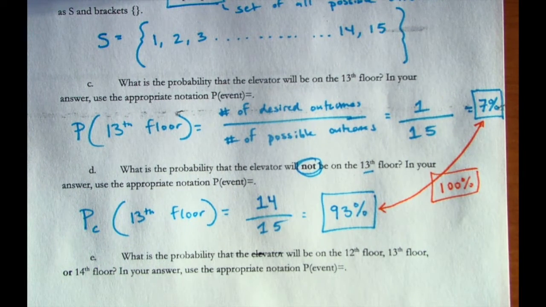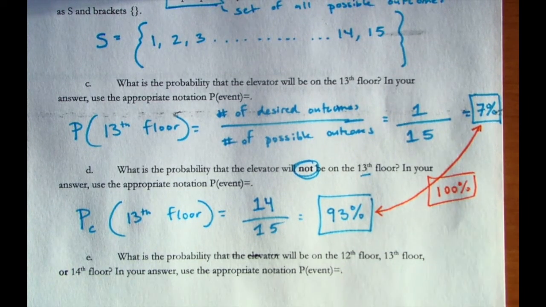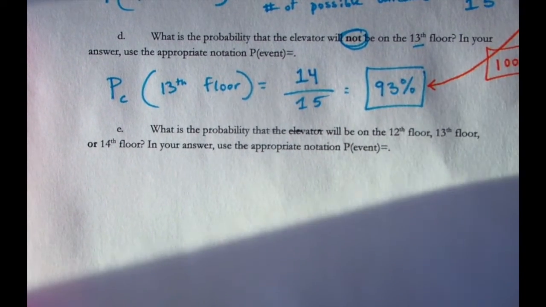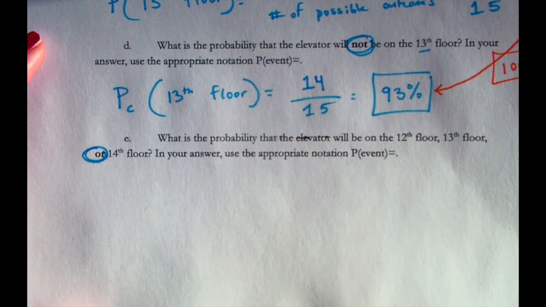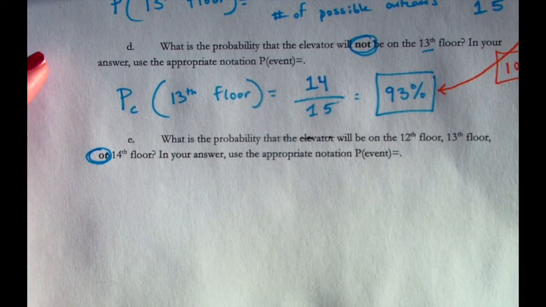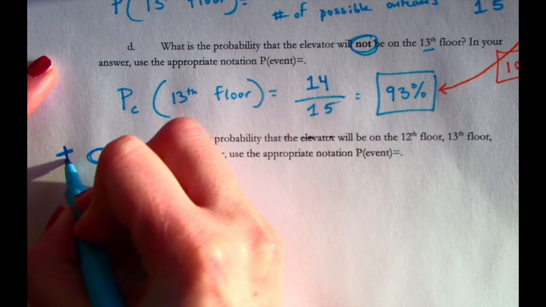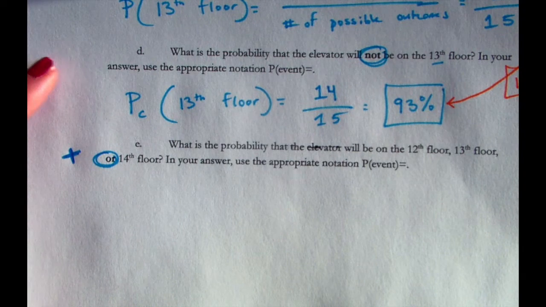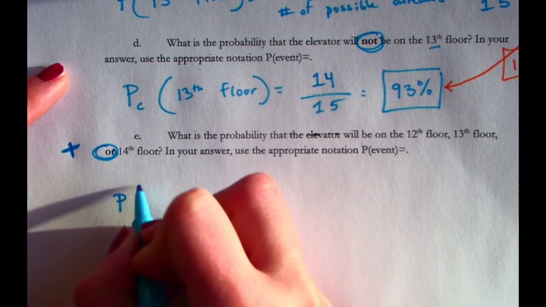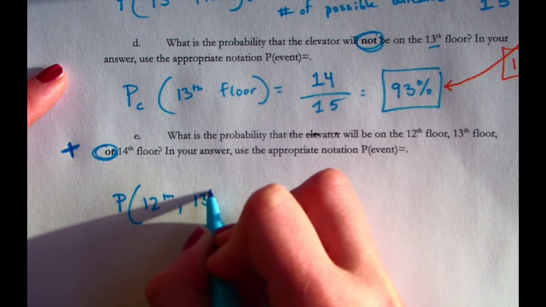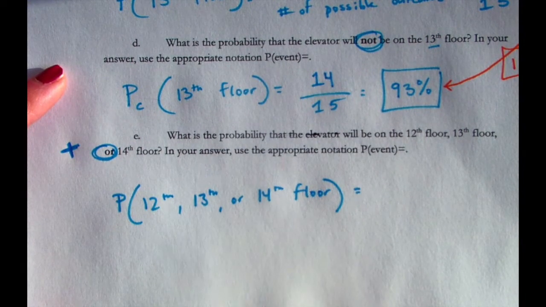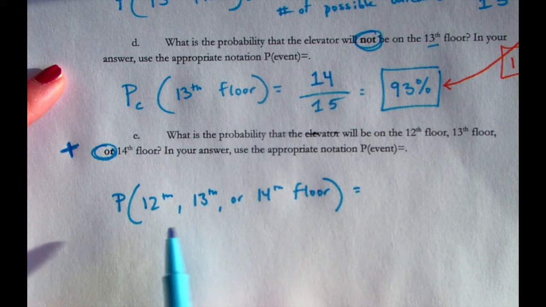All right, lastly, what is the probability the elevator will be on the 12th, 13th, or 14th floor? So for this last one, the key word is an or. Whenever we see an or, we're talking about multiple possible outcomes that are desired. So we're always going to be adding. You're going to get very used to that. Whenever you see the word or in probability situations, it's always some sort of additive property to the probability. So in this case, the probability of the 12th, 13th, or 14th floor. In my head, for this particular problem, you could just add 1 plus 1 plus 1 and know that it's going to be 3 over 15.